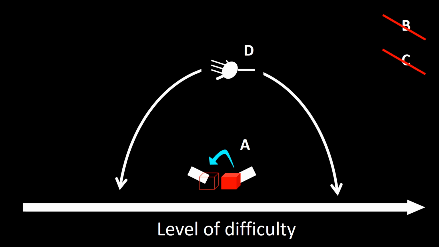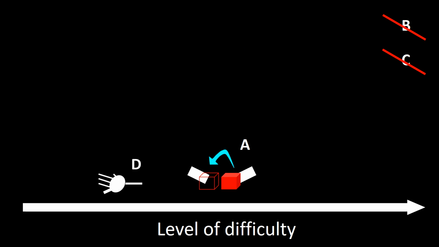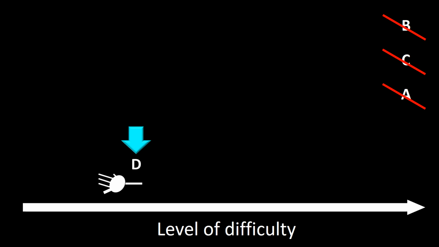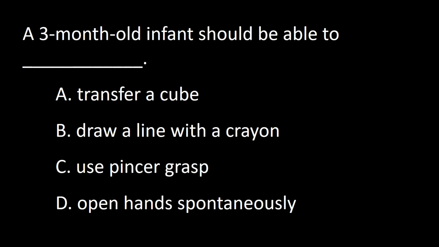And then we make the same consideration for opening the hand spontaneously. Opening the hand spontaneously is an easier action to accomplish than transferring an object, as shown here by placing it prior to transferring an object in the level of difficulty scale. Hence A is not the answer. The answer is D. So you go back to the question and choose D. D is the correct choice.